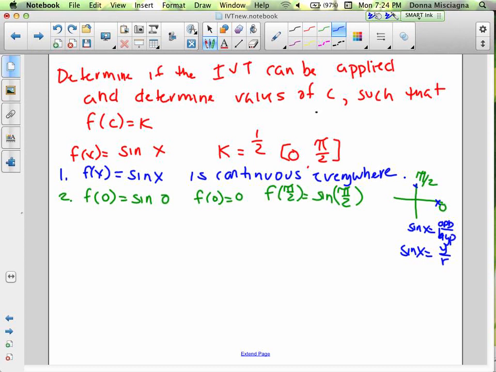Here, however, the y value is 1. Your hypotenuse is 1 as well, because your r is always 1 all the time, right? So now you've got 1 over 1, which is just 1. So f of pi halves equals 1. Right, so now have we met it? Well, yes, 1 is in between 0 and 1.